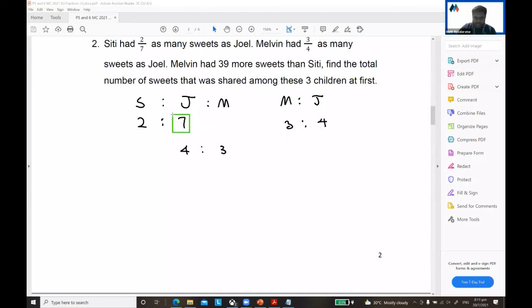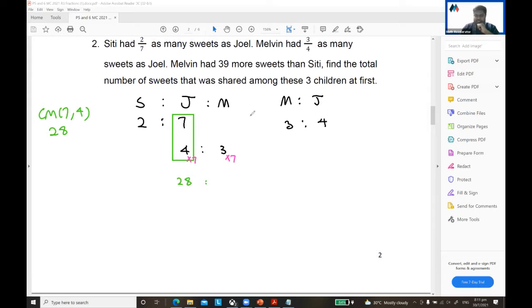Okay, so do you see this? 7 and 4. What's the common multiple of 7 and 4? Because Joel's sweets didn't change, the 7 units and the 4 units have to be the same. So go and find the common multiple of 7 and 4. Good, 28 units. So I want to change this to 28. Let's write down 28. So right here, I have to multiply by 7.